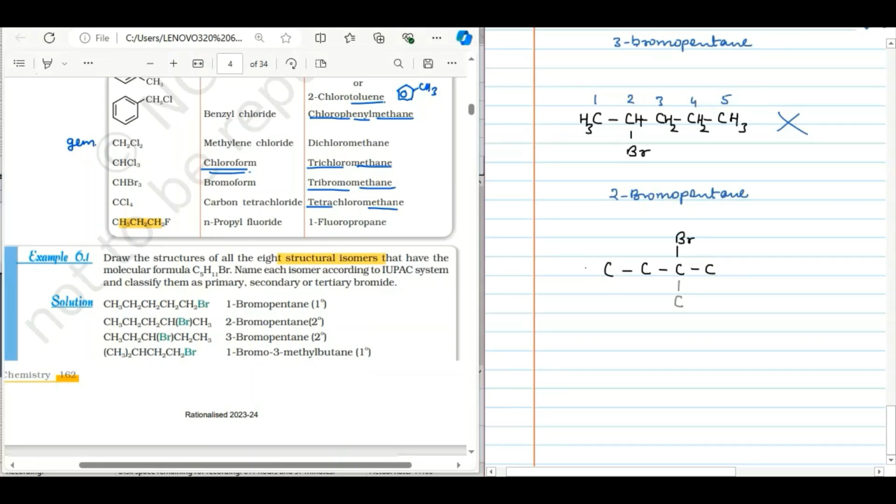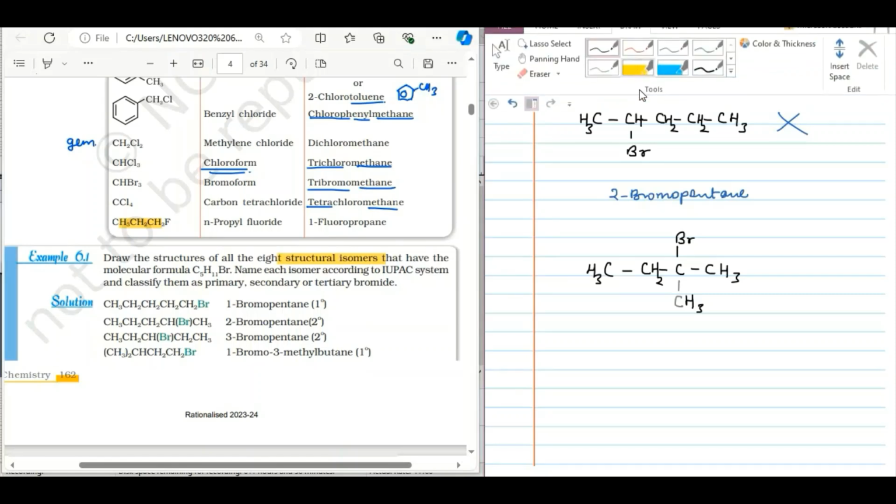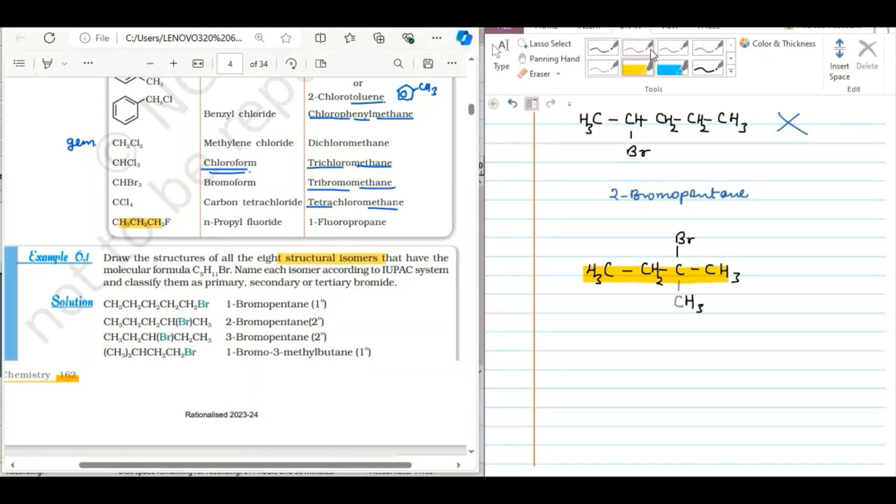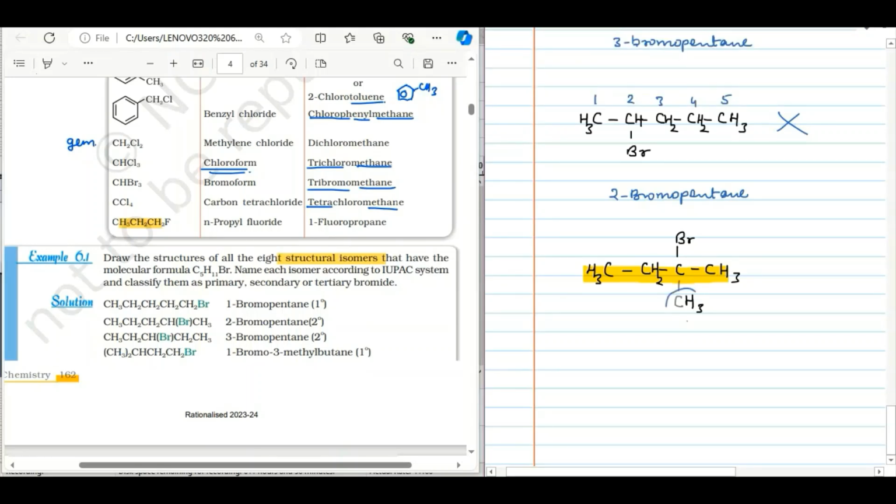Now balance the hydrogens. Here CH3, CH2, CH3 and this is CH3. Now select the longest carbon chain. So it is a 4 carbon long chain to which bromine is bonded. Now identify the substituent. Here this is the methyl substituent. Now number this chain so that bromine gets the lowest possible number. So we will number it from the right direction: 1, 2, 3 and 4.